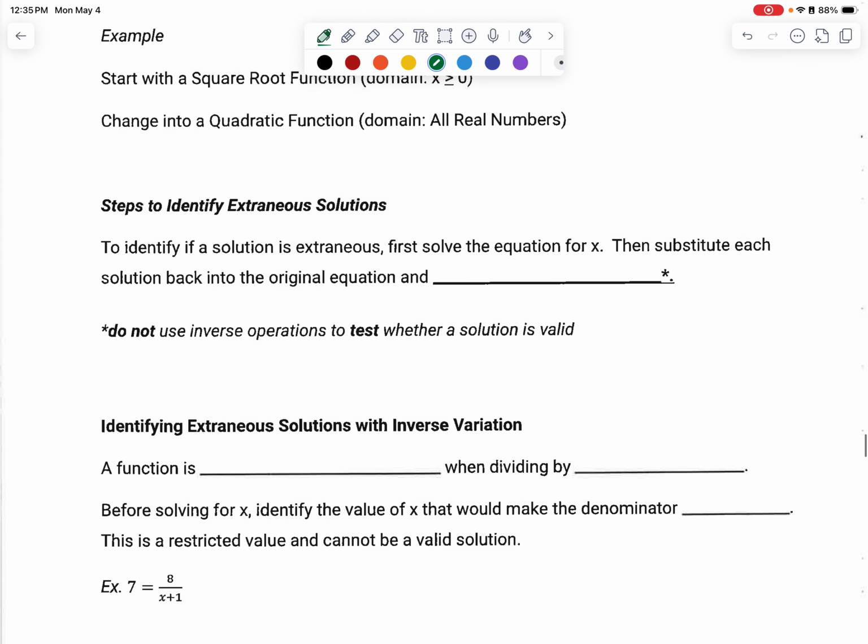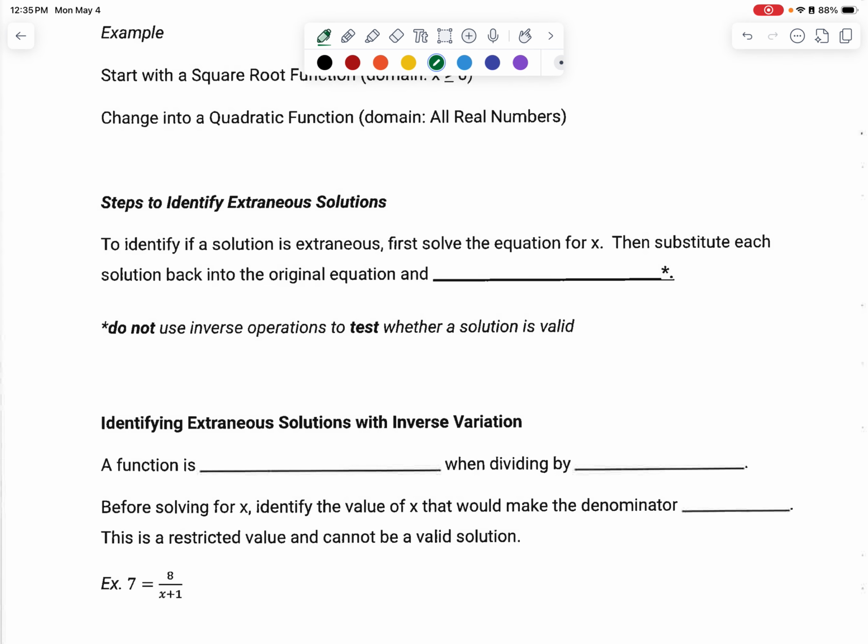So when we want to identify extraneous solutions, we will take that value, plug it back into the very original equation, and simplify on both sides and find out if they are equal, right? Does it make the left side equal to the right side? We do not use inverse operations to test if a solution is valid, okay? We don't work backwards from the end. That's just going to walk us right back through the same algebra we did.